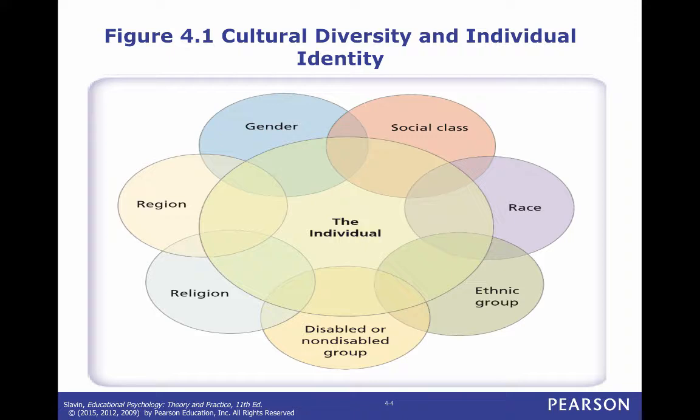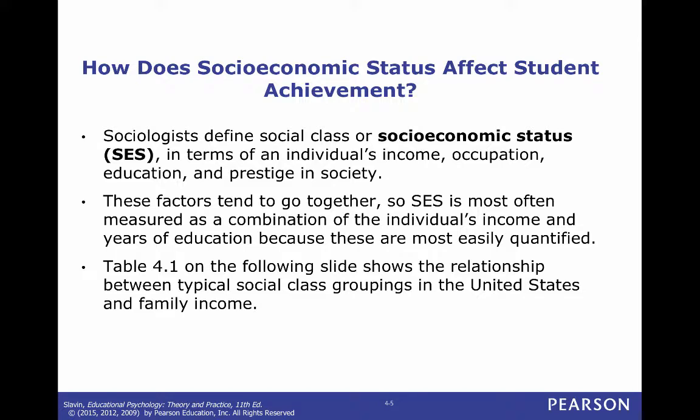If you look at Figure 4.1 in your book, you can see the individual overlapping all of these different things. Social class is the one that we talked about a second ago. It's probably the highest predictor. Race is also in there, and ethnic group, whether you're disabled or non-disabled. Your religion plays a large role in many cultures, and a lot of times religion has to do with culture as well. Your region, what part of the country or world you come from, and then also your gender or your gender identity.